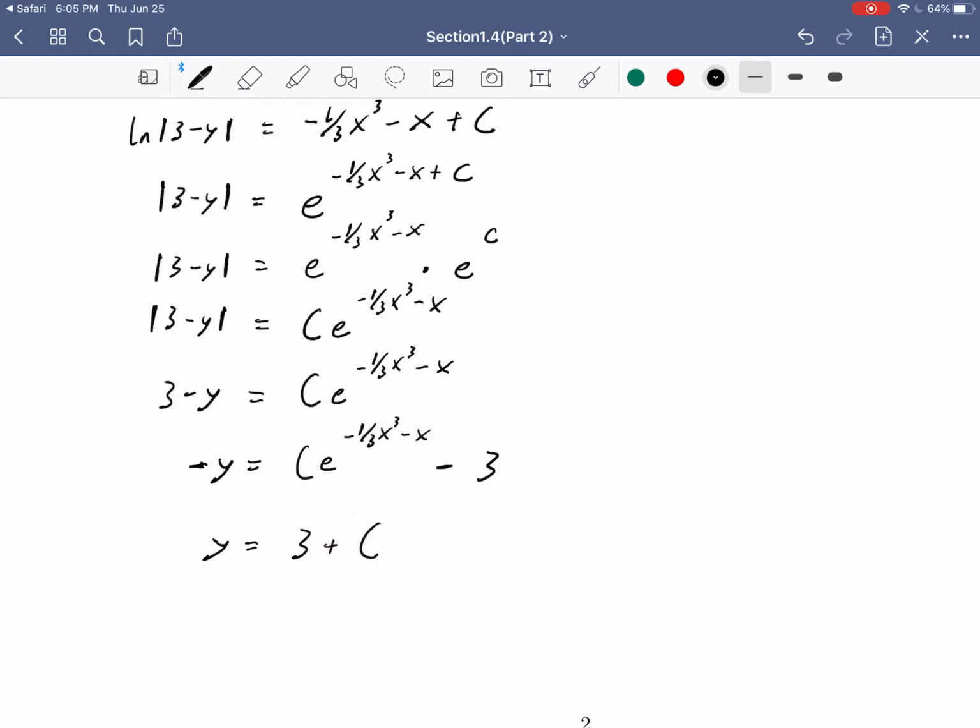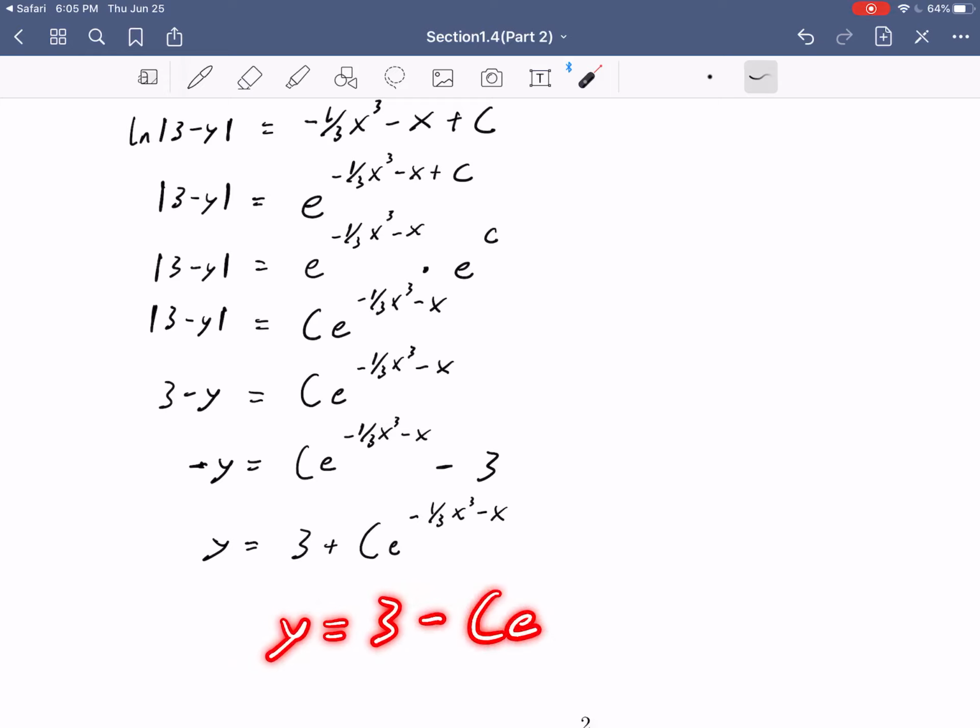So we could say plus c e to the minus 1/3 x cubed minus x. Would it be wrong to write your answer as y equals 3 minus c e to the minus 1/3 x cubed minus x? Absolutely not, because that's still just saying the same constant, right? It's just that my constant here, the plus c, would be the negative of that negative c constant. Again, it's just an arbitrary constant, so it's totally fine to write it either way.